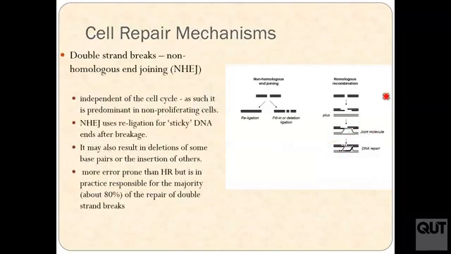Then the other way is non-homologous end joining, which is independent of the cell cycle, and this is basically, it will just cut out the broken bit and fit new ends together. This is a more error-prone way of repairing damage, but it's responsible for most of the repair.